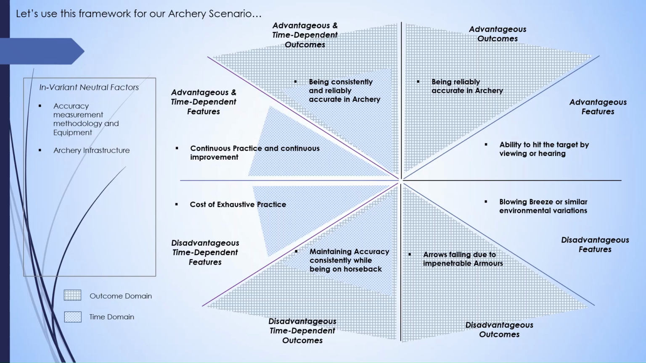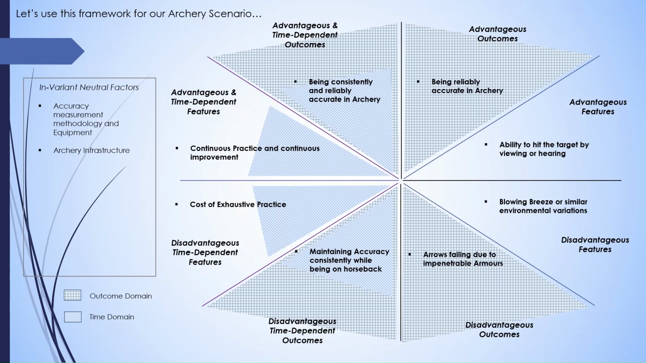Now move to the outcomes. The primary advantageous outcome here is reliable accuracy, the archer consistently hitting the target. That's the result we want the entire system to optimize for. But not all outcomes are favorable. Some challenges don't come from everyday conditions. They emerge in specific contexts.